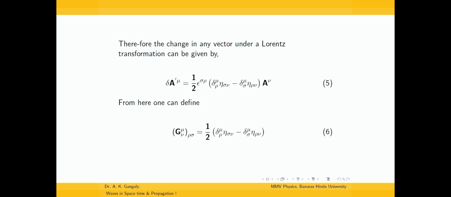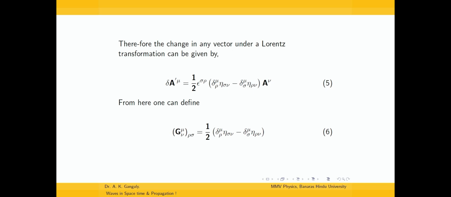So, ignoring the first infinitesimal Lorentz transformation element epsilon sigma rho, the rest of the tensorial structure can be defined as we have done in the sixth equation, and by defining a quantity that is g of mu nu sigma rho or rho sigma, to write the change in the vector A mu as a product of epsilon and this g.